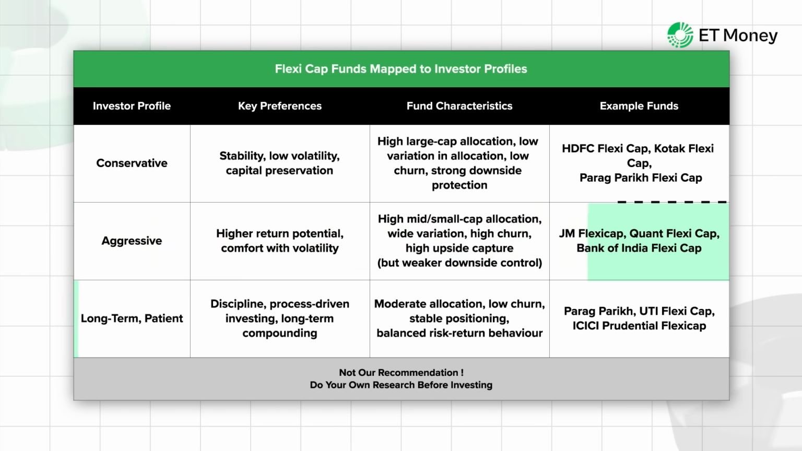And then there are investors who prefer process over momentum. They are not looking for dramatic swings. Instead, they prefer consistent and disciplined investing that compounds wealth over time. In such cases, funds like Parag Parikh, UTI Flexi Cap, and ICICI Prudential Flexi Cap align well. These funds typically show low turnover, stable allocation patterns, and a balanced approach across cycles.